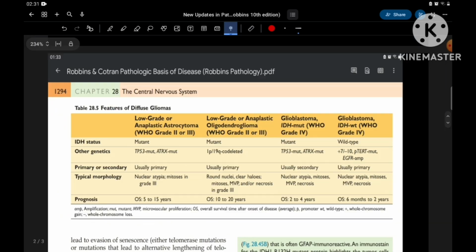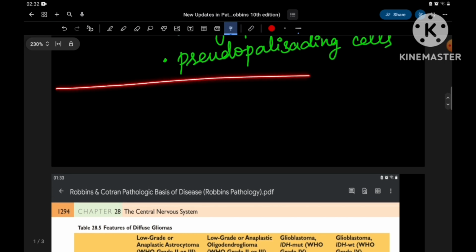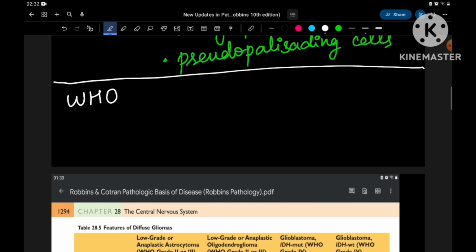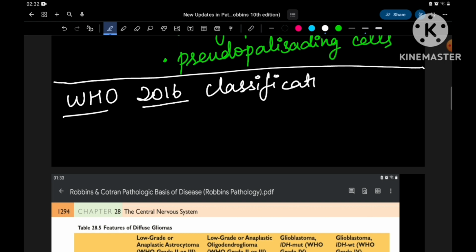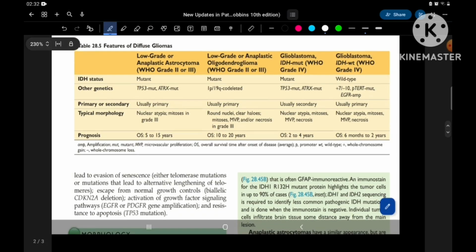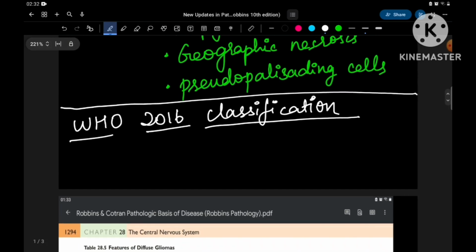Okay, guys, WHO in 2016 gave this classification. This 9th edition was published in 2014. So 2 years later they gave one classification, and it is published in the 2020 edition of Robbins, that is the 10th edition. What did they give?